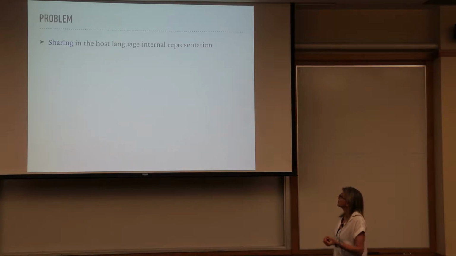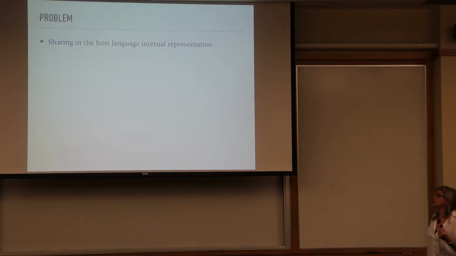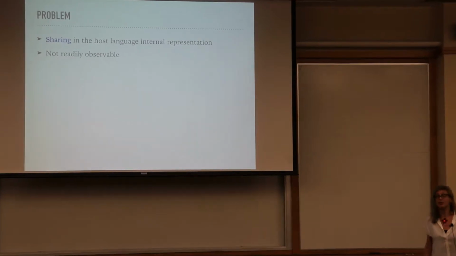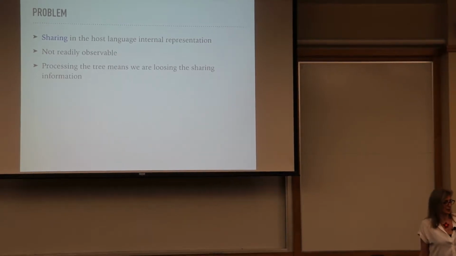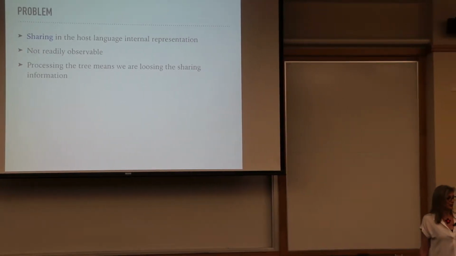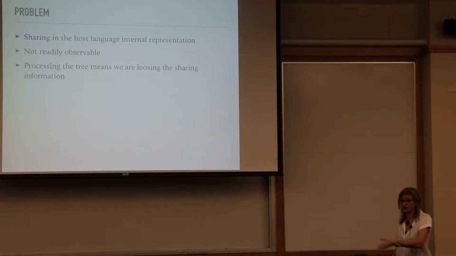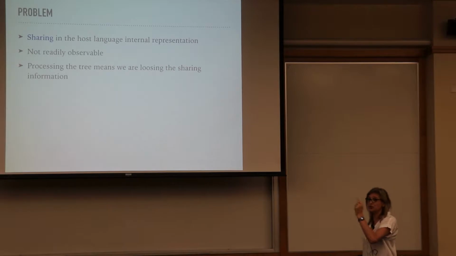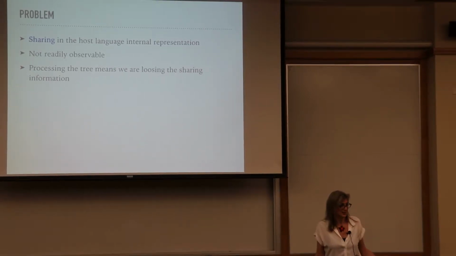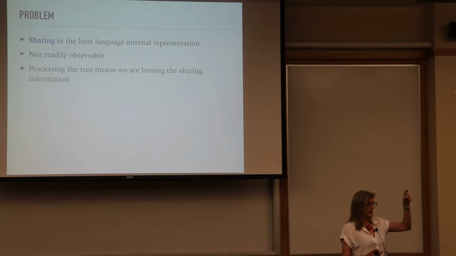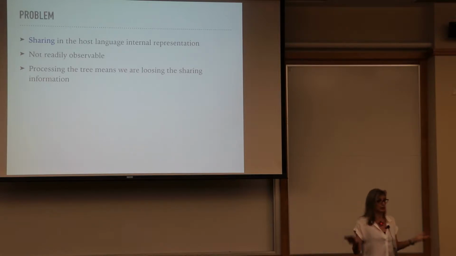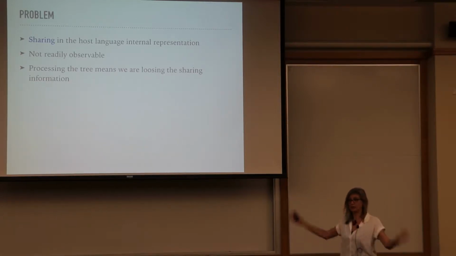So our problem is that sharing in the host language's internal representation is not readily observable, but if we want any chance of generating efficient code, we really need to figure out where the sharing is. So we have to recover the sharing information. And as soon as we touch the tree, we've lost it. In particular, we can't take the higher order AST and convert it to the de Bruijn notation representation straight away, because then we would lose the sharing information, and we would get this huge data structure.